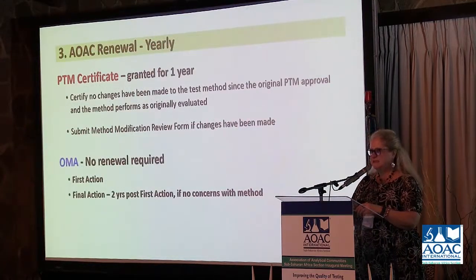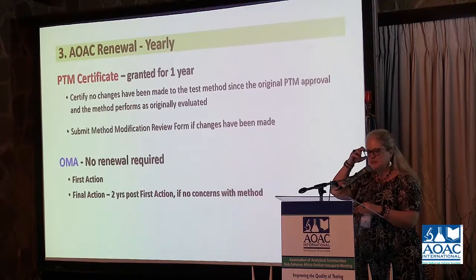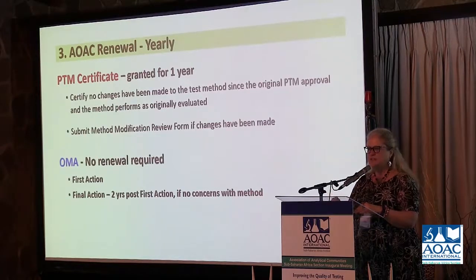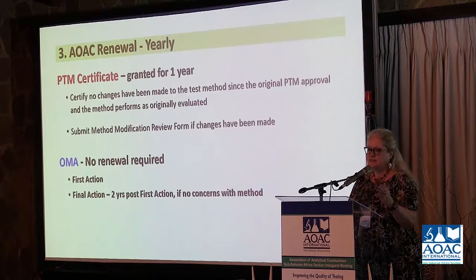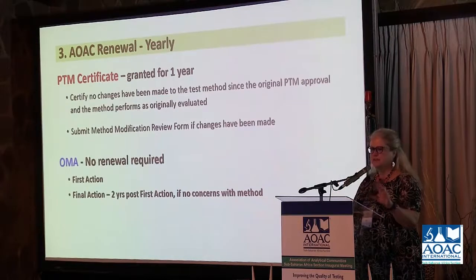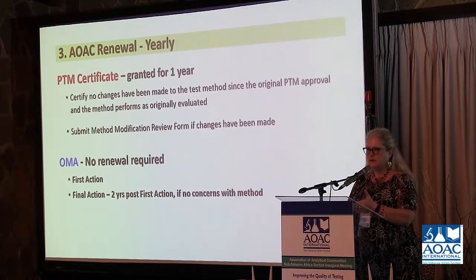For AOAC, the PTM certificate is granted for 1 year, and then you sign a legal document each year to state that we have made no changes to this method. And if you have made a change, you should have. You don't wait for the year. You have to report to AOAC, we've made a change, and you're going to have to revalidate or do some level of revalidation of the method to prove that it still compares well to the reference method, and go through the certification process again. For an official method of analysis, there is no review required, but as I mentioned, there is a process in place to do a first action, and then 2 years later, a final action to show that it's working well in the market.